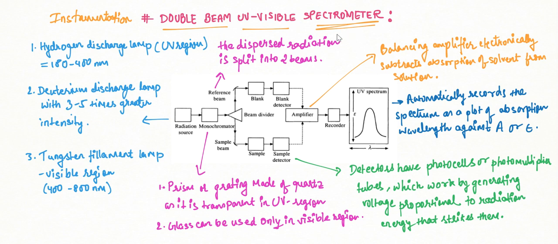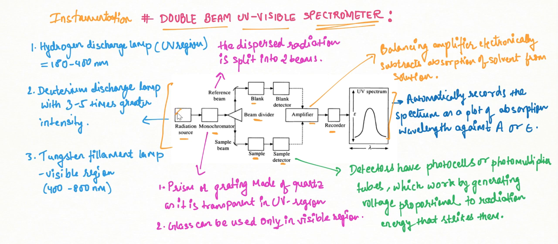Alright, so what is a double beam UV visible spectrometer, which is most typically used in laboratories? This is our whole system. Now what are the different things that we are using over here? First of all, we have a radiation source, then a monochromator, then a beam divider, and the beam divider, as we can see, is dividing the beam. It is passing through a sample, and it is also passing through a reference sample which is blank actually, and then there's the detector, amplifier, and finally the recorder. So we are going to see what they are made of and what they are doing.